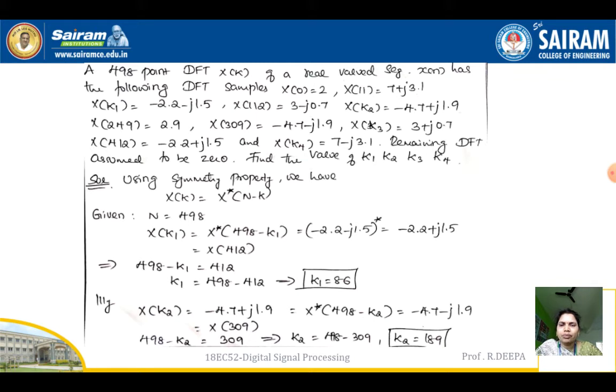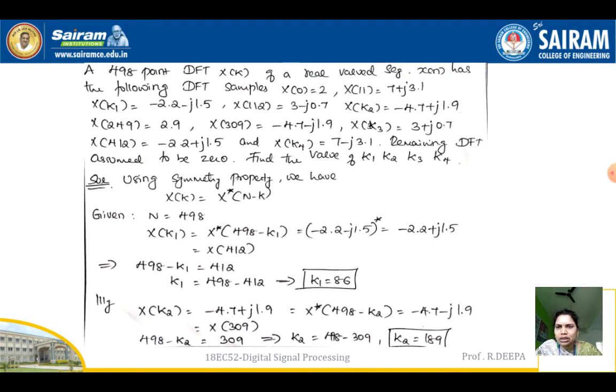So as I told, the property to be used is symmetry. How is it, since it is given for a real valued sequence. You can observe in the first line the DFT of a real valued sequence x of n. So you can make use of the symmetry property. What the property states is X of k is equal to X conjugate of N minus k. What is N? N is given as 498, right? You have to calculate k1, k2, k3 and k4.